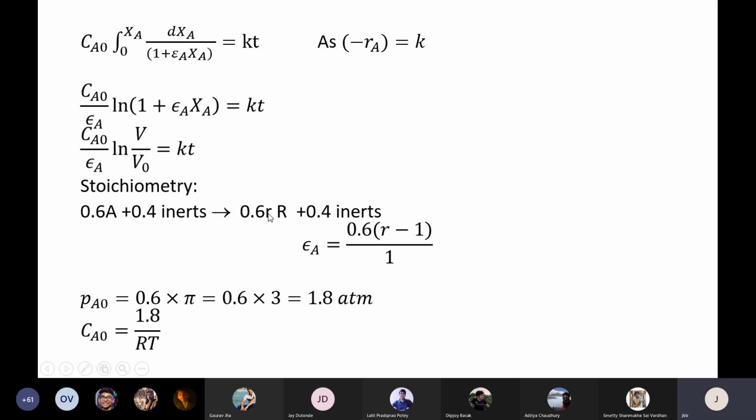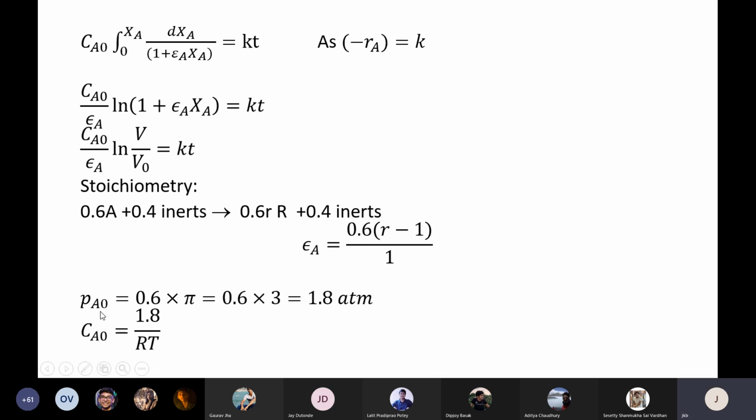0.6 R means small r times 60%. Initially supplied 0.6, so it is 0.6 times R. Capital R will form. So 0.6 R minus 1 by 1, that is epsilon. Substitute epsilon in the above equation: Ca0 by epsilon ln V by V naught is Kt.